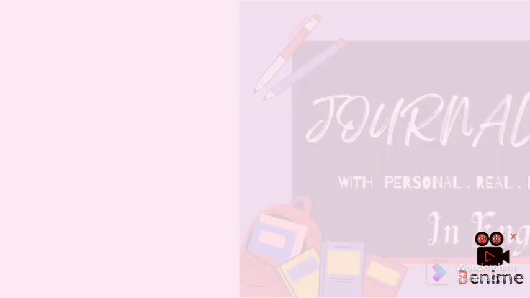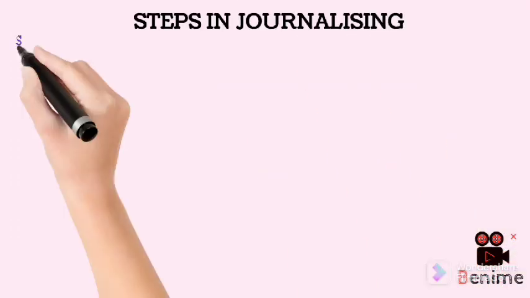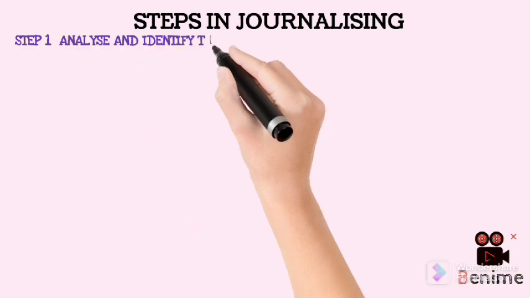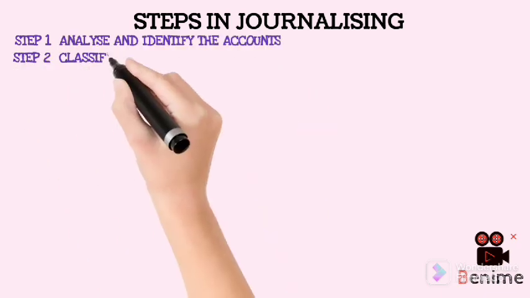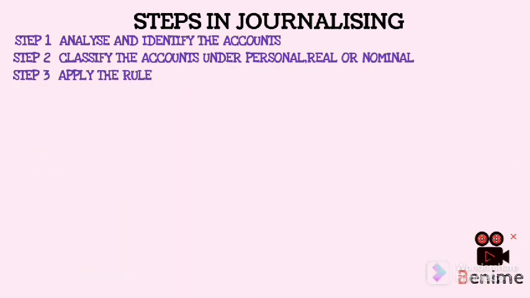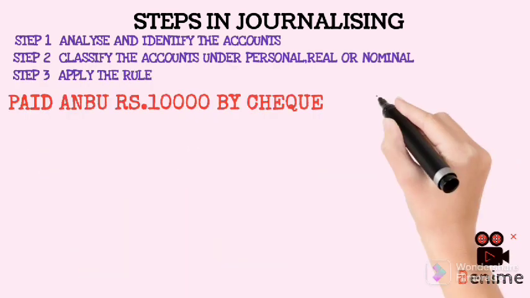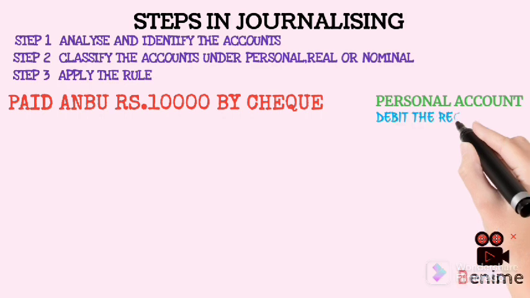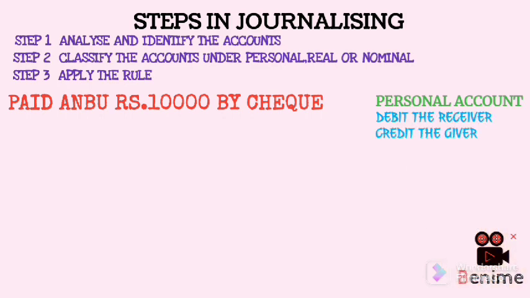For journalizing, we have to follow 3 steps. Step 1. Analyze and identify the accounts. Step 2. Classify the accounts under personal, real or nominal. Step 3. Apply the rule. First is the personal account. Debit the receiver, credit the giver.